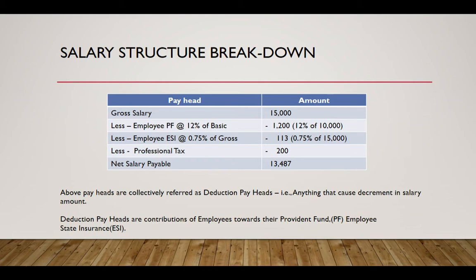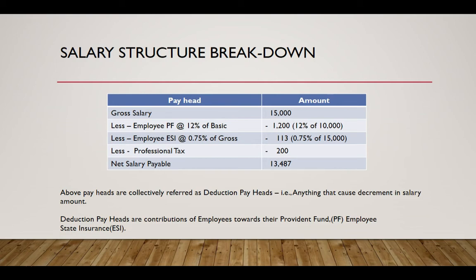Most organizations deduct provident fund at 12% of basic. It also deducts towards ESI, which is Employee State Insurance, at 0.75% of gross salary, and any individual earning a salary is required to pay professional tax, and professional tax is also deducted by the employer on behalf of the employee. So after making all those deductions, we arrive at the net payable salary amount, and any pay head that reduces the earnings of an employee is referred to as a deduction pay head.